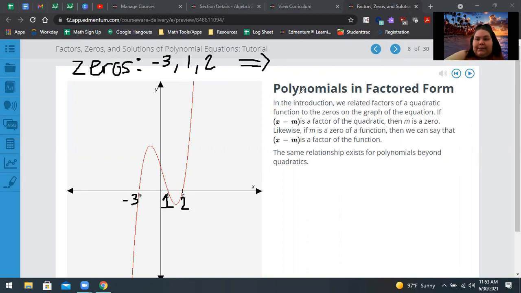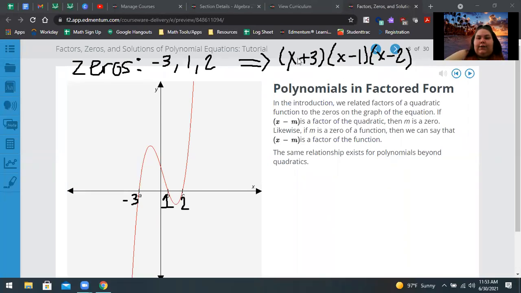So I do the opposite sign of it. I have a -3 here, so I should have an x plus 3. If I have a +1 here, this is going to be x minus 1. Do you see, we take the opposite sign, but we're working backwards. Here I have a +2. This is going to be x minus 2. So we have those set up.